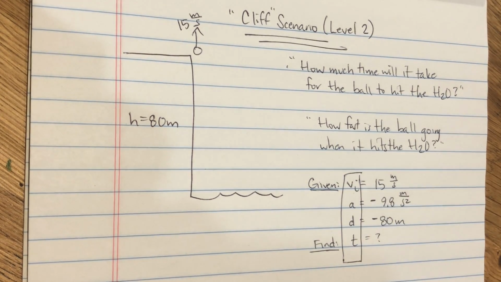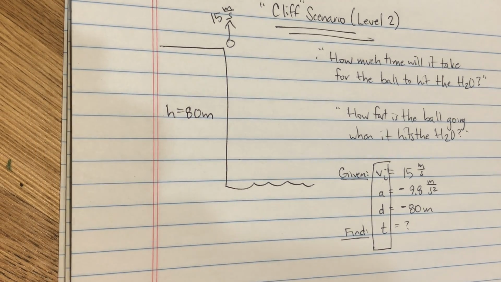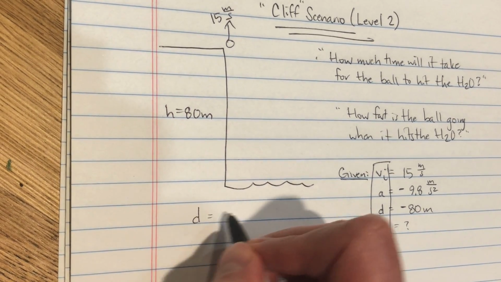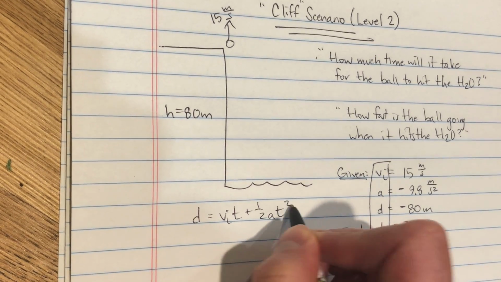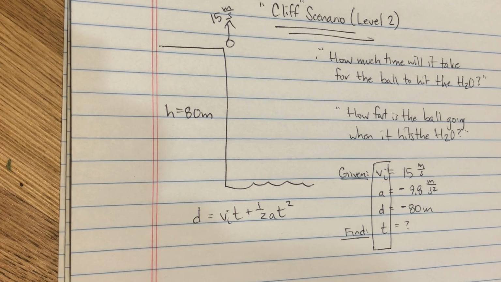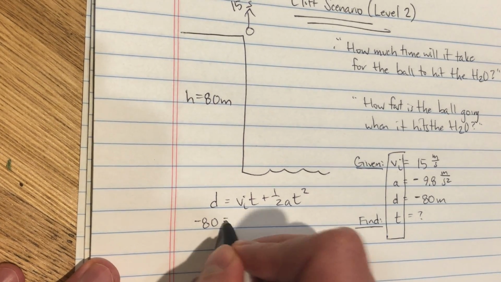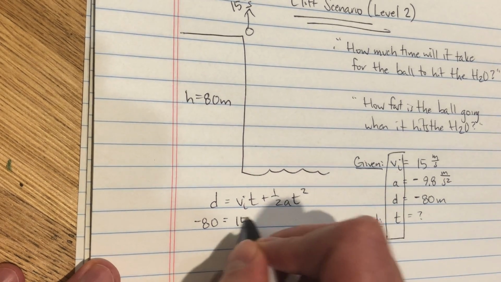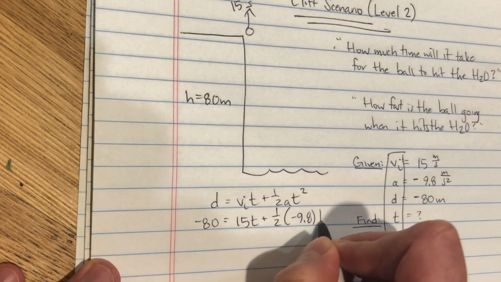So if we look at this combination of variables that we either know or that we're looking for, and then match that up with the equations that we know, we'll see that we can use the quadratic: d equals v_i t plus 1/2 a t squared. So substitute your values in and see where this takes you. So negative 80 equals 15t plus 1/2 times negative 9.8 t squared.